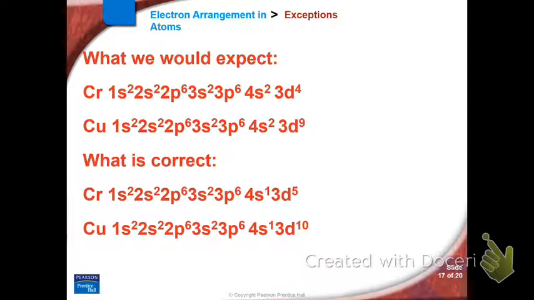What we would expect for chromium and copper are the electron configurations on the top. But what is correct is the electron configuration at the bottom. Notice that this 4s orbital is only half full versus 4s2. It's actually going to be more stable here than here. So those are the only 2 exceptions to the rules that you need to know. Okay, so make a summary. We'll practice in class. Thanks for listening.